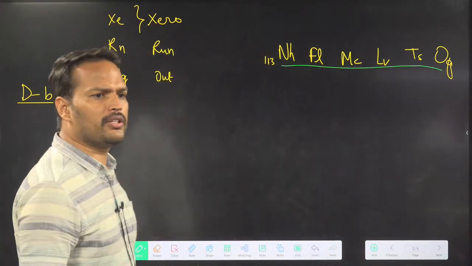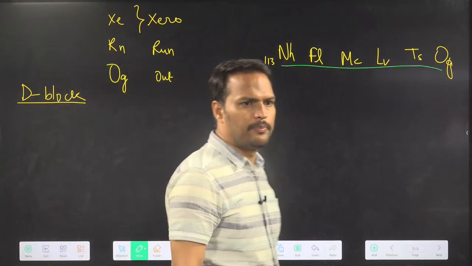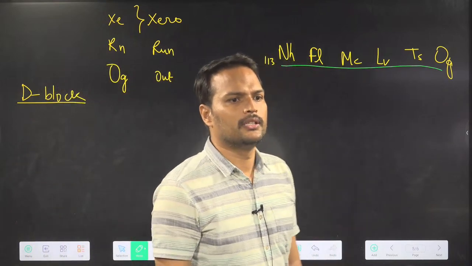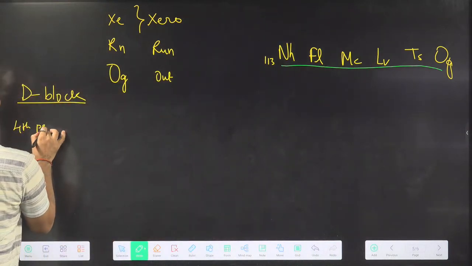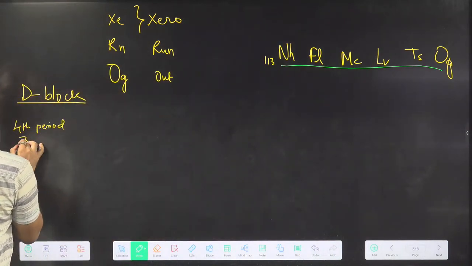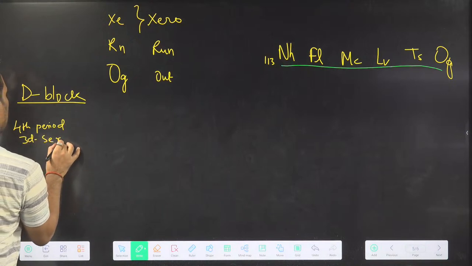From which period does the D block start? Fourth period, correct. Okay, so we are talking about the first series, fourth period, and this is your 3D series.